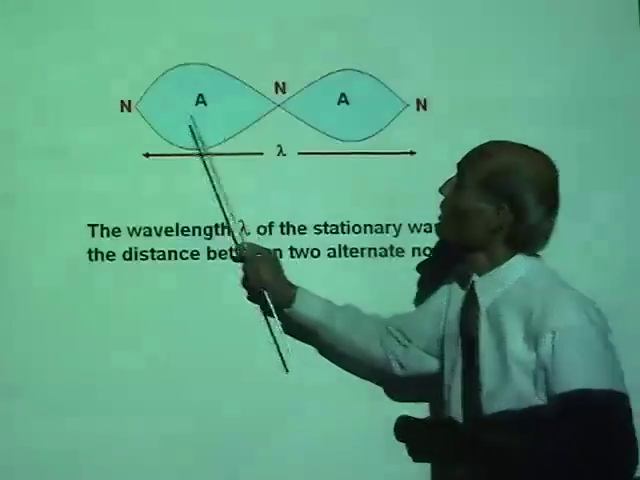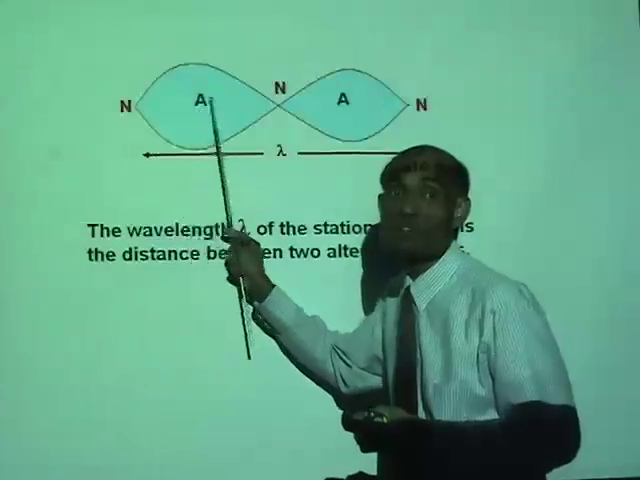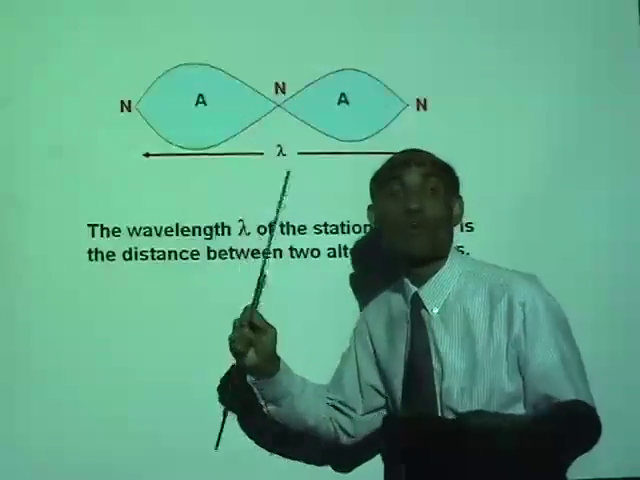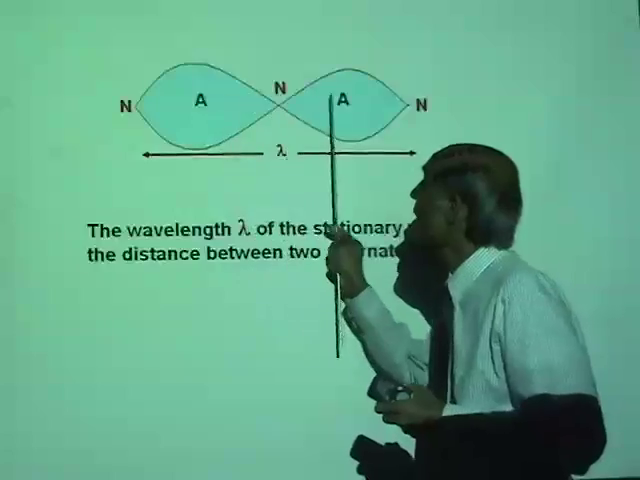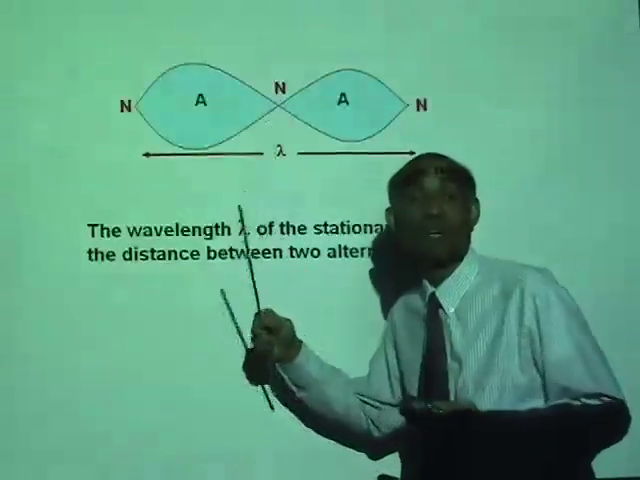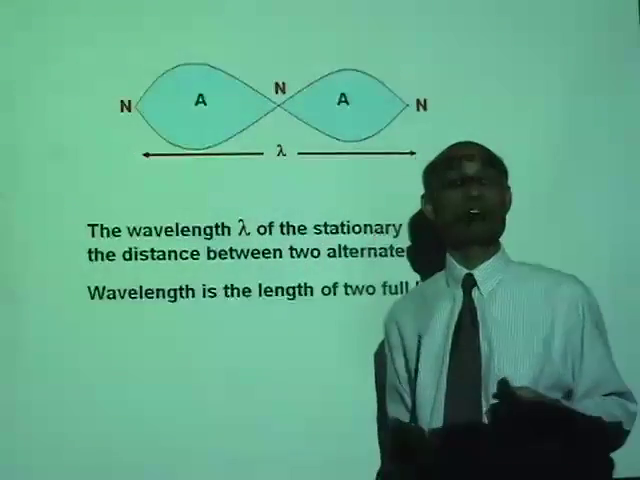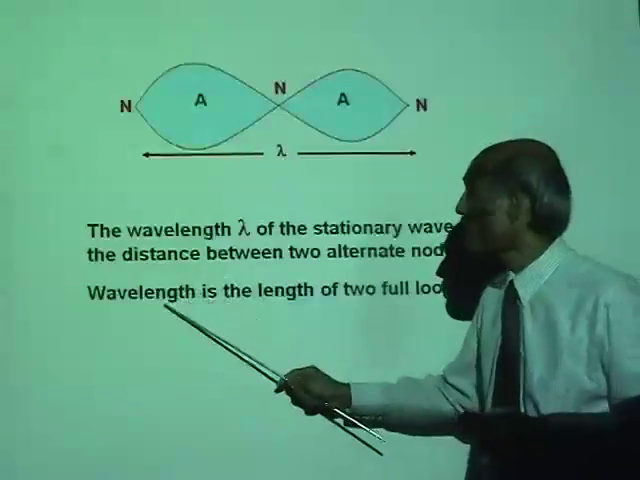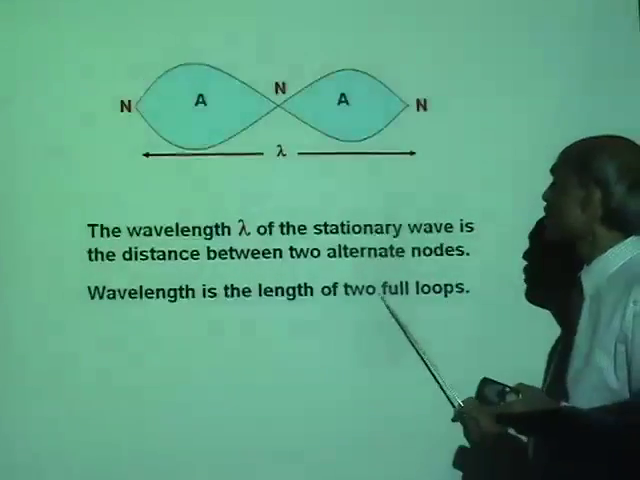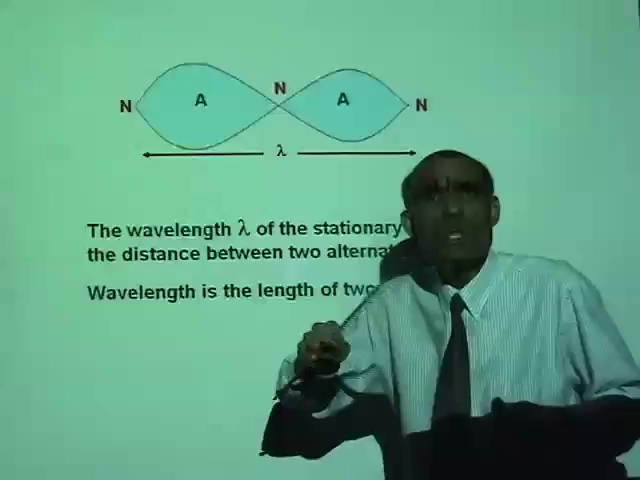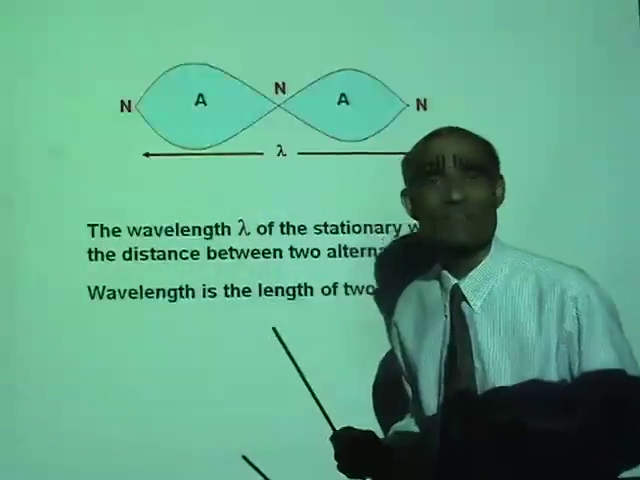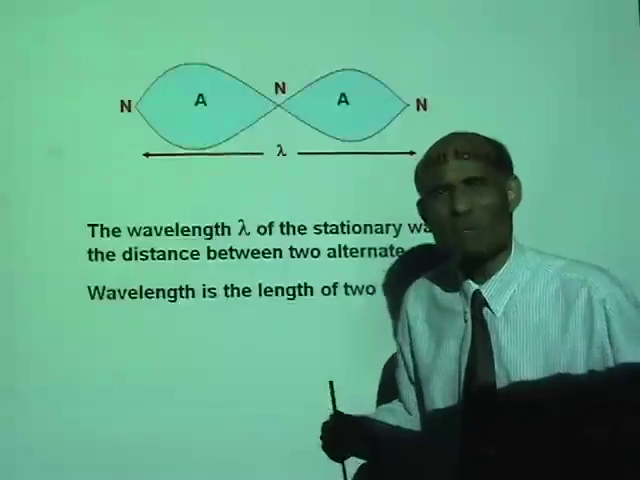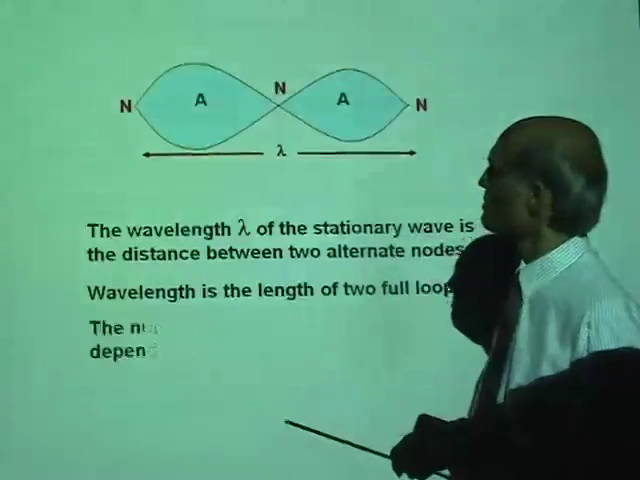Alright. Now, therefore, the distance between 2 adjacent nodes will be half of a wavelength. The distance between 2 adjacent antinodes will also be half of a wavelength. So, wavelength is the length of 2 full loops. A segment is a loop. Is that right? It's better to call it a segment rather than a loop.